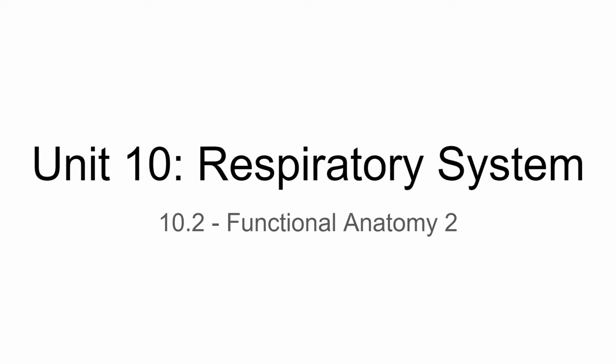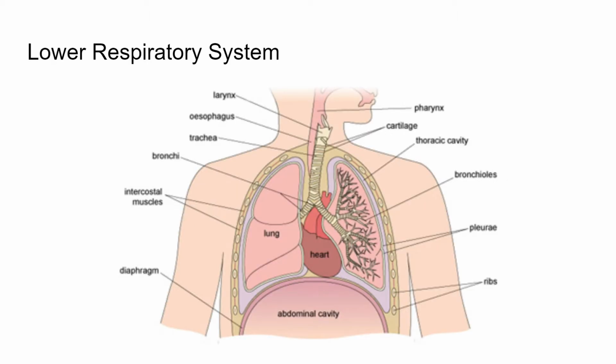All right, in this video, we'll be looking at functional anatomy part two of the respiratory system. We'll be mostly looking at the lower respiratory system, sans lungs. So we'll be looking at the larynx, trachea, and bronchi in this video. In the next video, we'll look a little bit more at the bronchi and then mostly spend that time looking at the lungs.